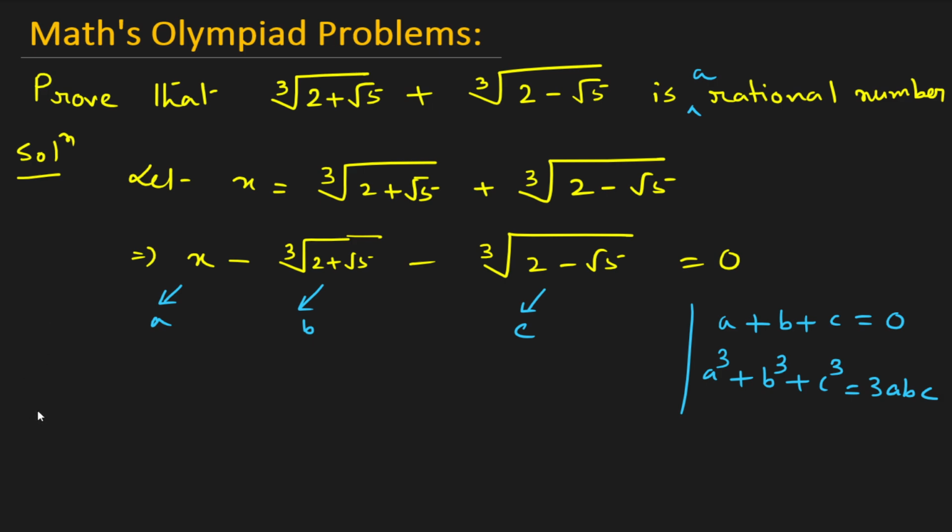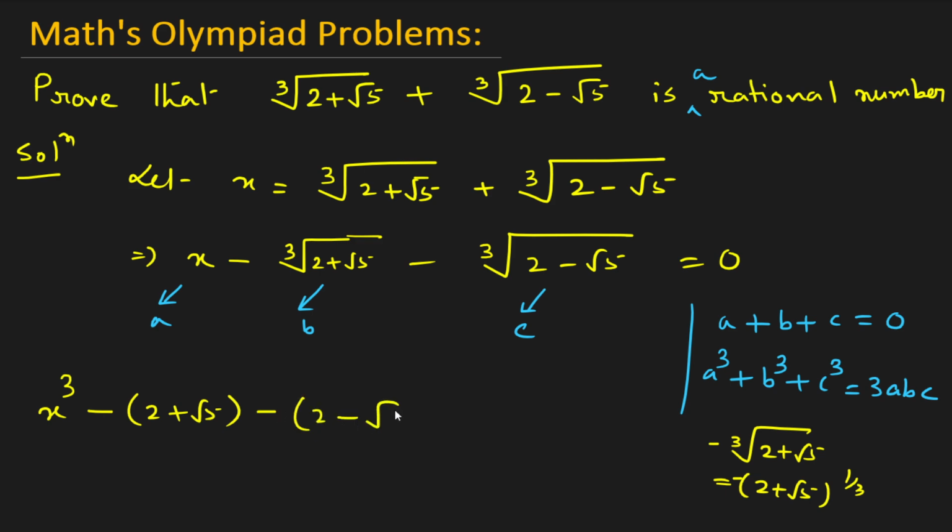We can write a cube. Our a is x, so a cube. Then our b is minus of cube root of 2 plus root 5. So b cube, the minus will still remain. So if we cube it, what will we get? Our b is cube root of 2 plus root 5, right? So it is 2 plus root 5 whole to the power 1 by 3. So if we cube it, the minus will remain and this 1 by 3 will go. So it will be minus 2 plus root 5. Similarly, c cube is minus 2 minus root 5.